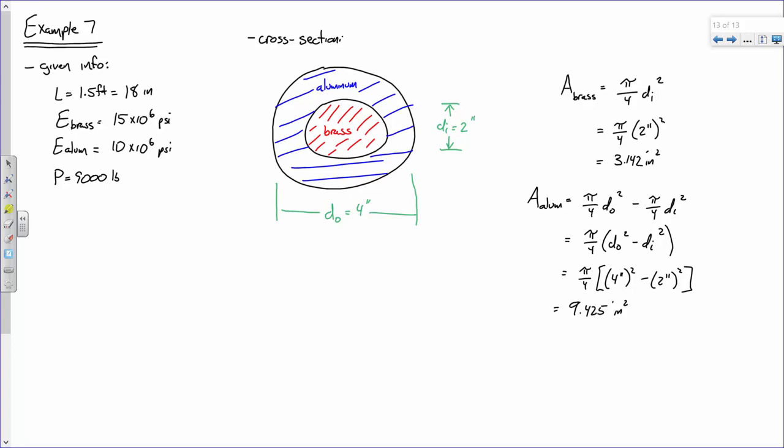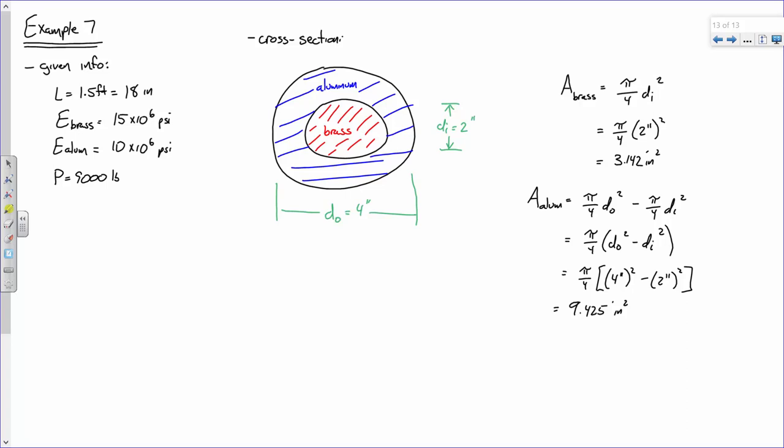Let's start to attack this structure from a static standpoint, and let's see what happens. Let's make sure we're understanding the physics of the situation. I'm taking this column and pushing on it like this. The column is pushing back, right? But I'm not really pushing on one column, I'm pushing on two: this brass core and this aluminum pipe.